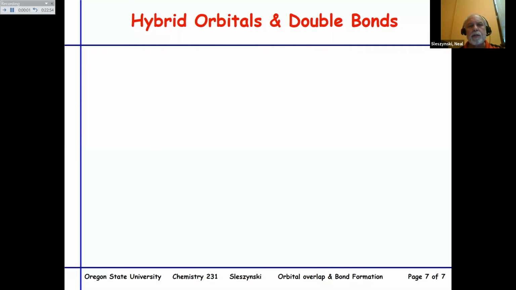All right, finally, let's finish off talking about the concept of hybrid orbitals and how we form double bonds. Well, what's the difference between electron geometry and molecular geometry? Well, it's the difference between repelling electron pairs and non-bonding electron pairs. Well, let's take a look for a minute at the analysis of how many electron pairs we have and what type of geometry we end up with.